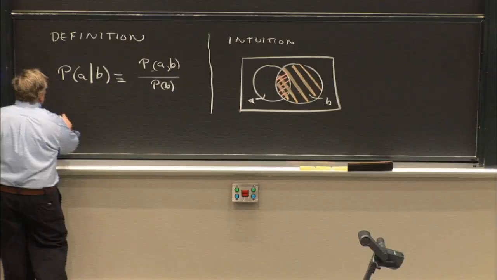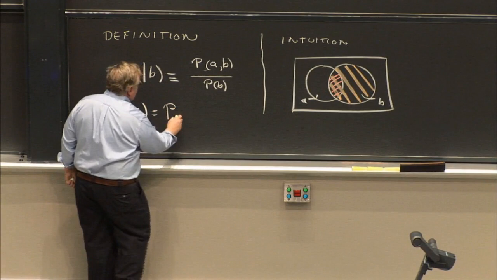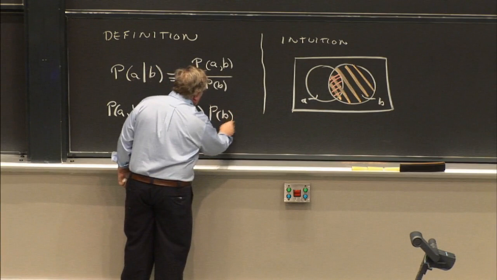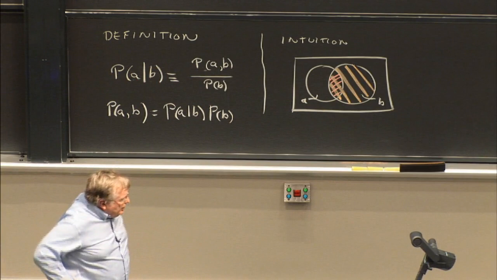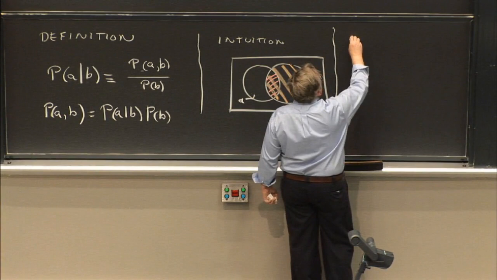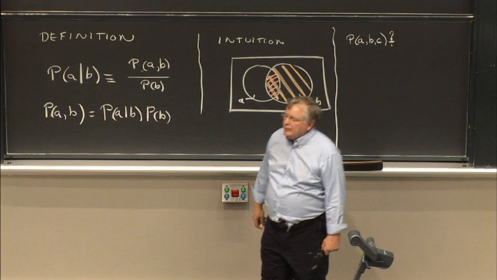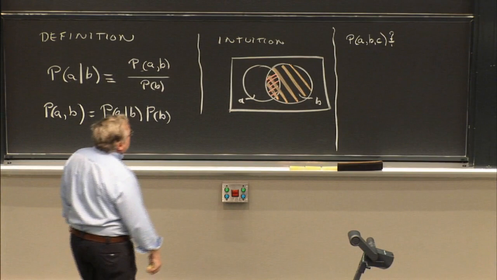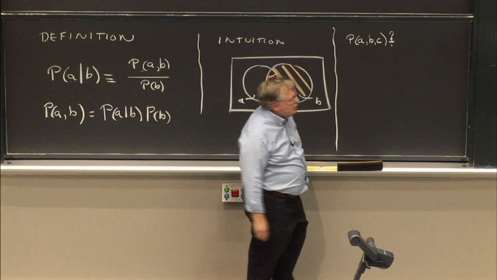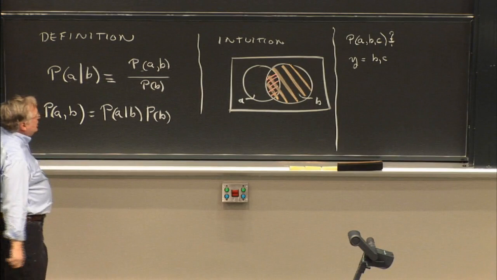And we can rewrite that, of course, as P of A and B is equal to the probability of A given B times the probability of B. That's all basic stuff. Now, we do want to do a little bit of algebra here, because I want to consider not just two cases, but what if we divide the space up into three parts? Then we'll say that the probability of A, B, and C is equal to what? Well, there are lots of ways to think about that, but one way to think about it is that we are restricting the universe to that part of the world where B and C are both true. So let's say that Y is equal to B and C, the intersection of B and C.